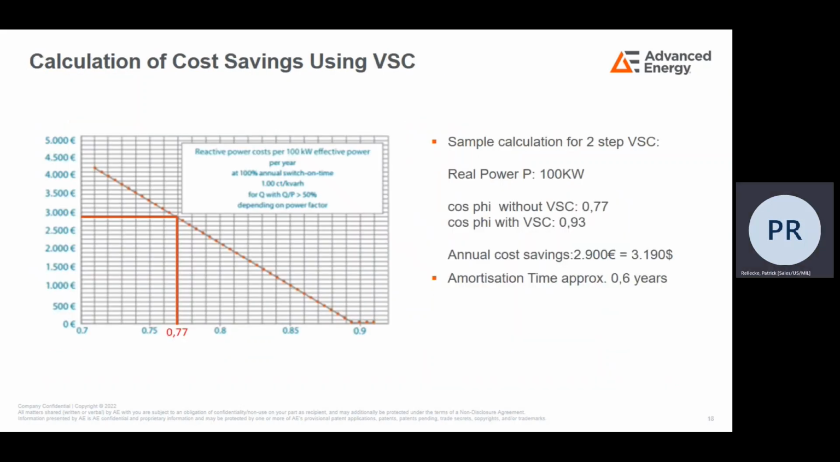In this sample calculation, we assume that the reactive power cost per 100 kW per year and 100% switched on is roughly 1 cent per kVA reactive hour. Our cosine phi improved from 0.77 to 0.93. This leads to an annual saving of roughly 2,900 euros, which is about $3,190 depending on the exchange rate, resulting in an amortization of the VSC system in about half a year.